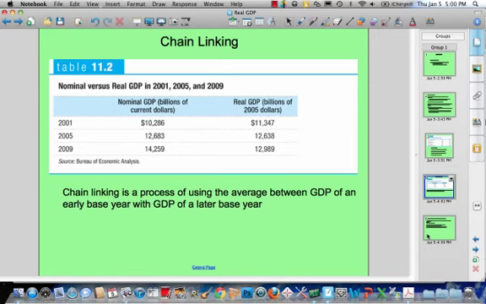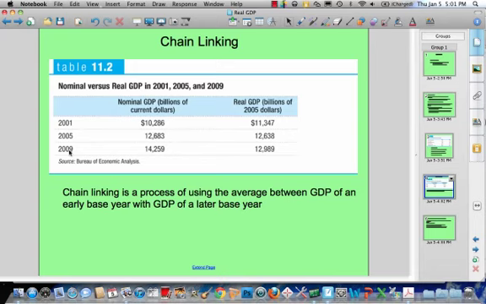The book also looks at something called chain linking. What I want to let you know is that we need to understand the concept of chain linking, but just know this. It's a process of using the average between the GDPs of an early base year with GDP of a later base year, meaning this.